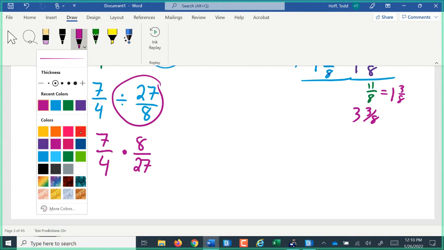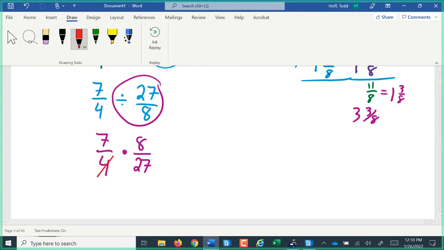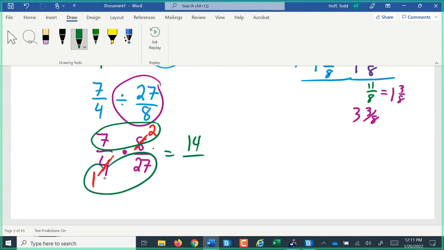Now here we can cross cancel. The 4 and the 8 both divide by 4. 4 divided by 4 is 1. 8 divided by 4 is 2. Then we'll multiply. 7 times 2 is 14. 1 times 27 is 27. There's our result. 14/27 is the result of that problem.